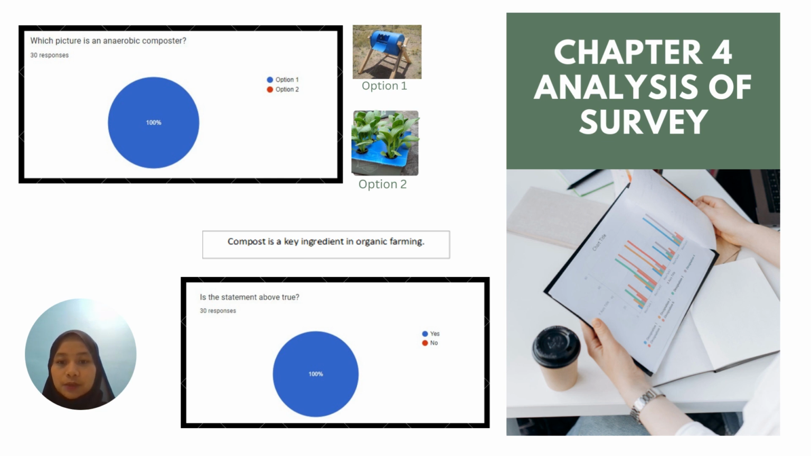While question 2 shows all students agree with the statement that states compost is a key ingredient in organic farming. This shows that all students understand the use of compost in agriculture.